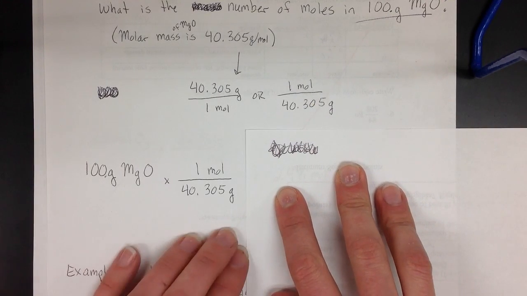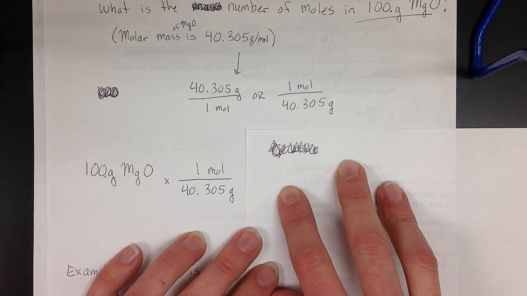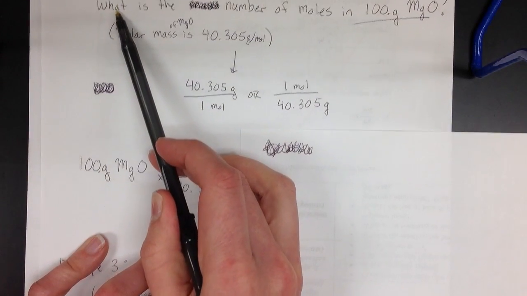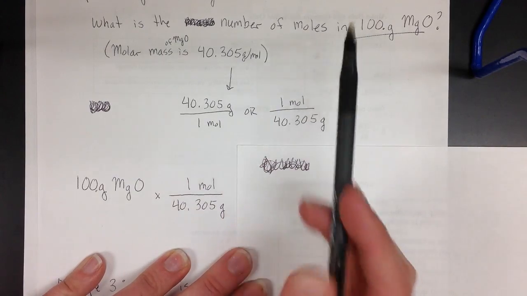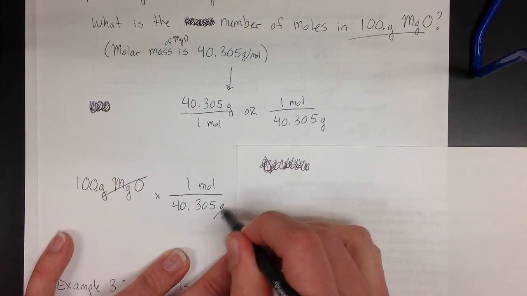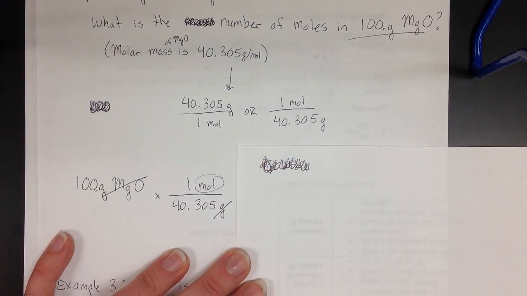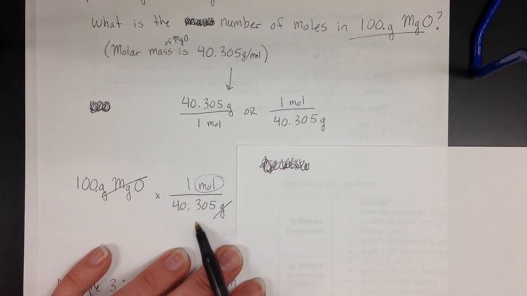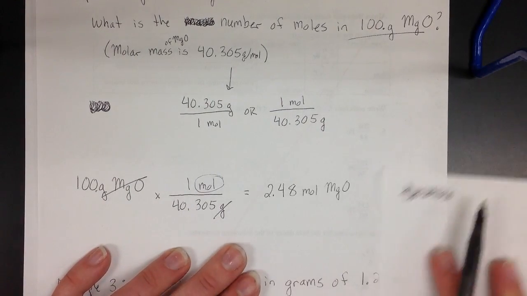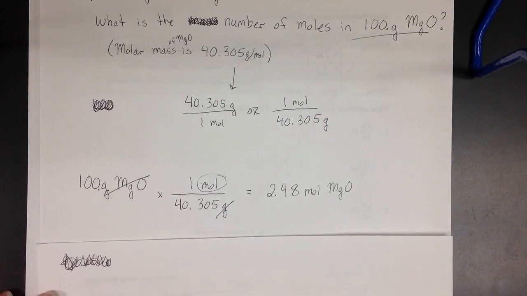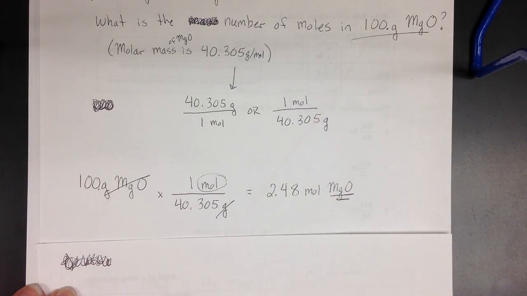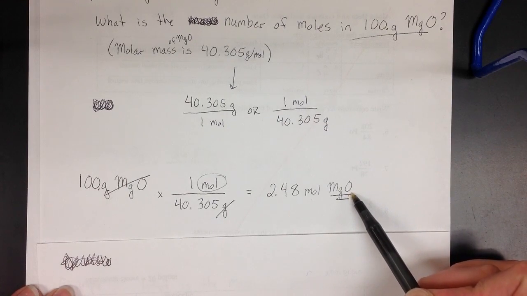So I would have 1 mole over 40.305. And then to calculate my answer, let me check. It's asking for what is the number of moles. So here I've got grams to start with. Here I canceled my grams. The unit I am left with is moles. So I am left with the unit it was asking me for. To plug it into my calculator, I would do 100 divided by 40.305, and I got 2.48. Again, you need to include your moles, so that would be moles. It is a good habit to get into writing out the substance that you are referring to, so MgO.